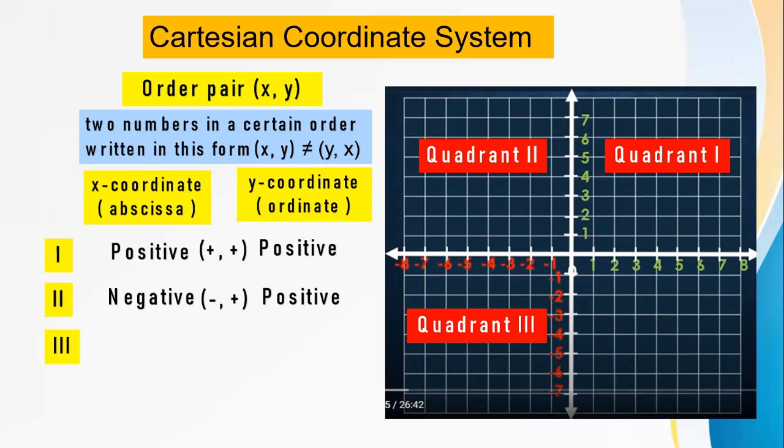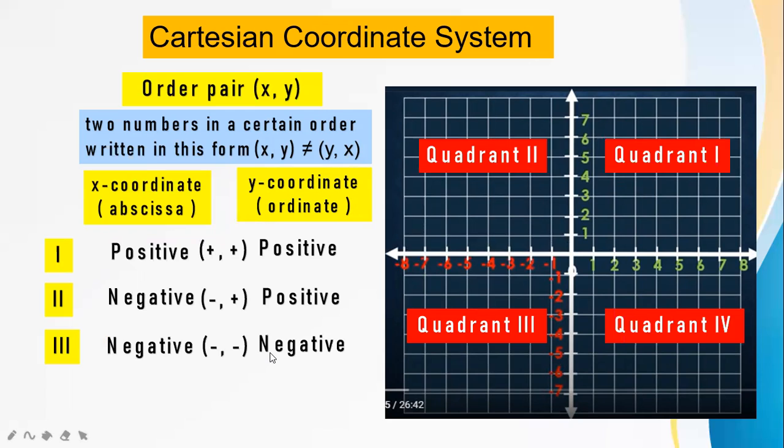Then we have the third quadrant. We have negative and negative, therefore negative, negative. And then the fourth quadrant: this one is your x, so we have positive, and this one is your y, so we have negative. Therefore we have positive and negative. So again, first quadrant, positive, positive. Second quadrant, negative, positive. Third quadrant, negative, negative. And the fourth quadrant is positive and negative.